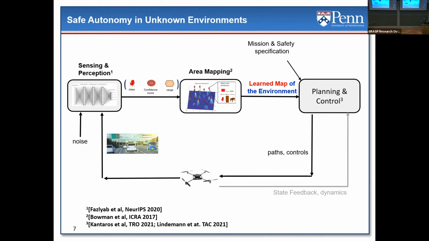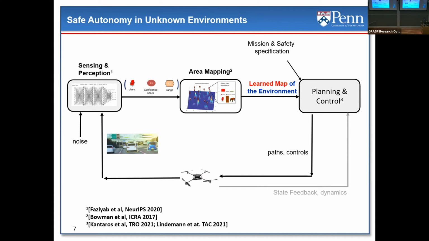There is a perception system, which you can think of as a neural network that interacts with the real world. It takes images as input, and then it can generate some information about the geometric and semantic structure of the environment. Then this information is being fused over time within this mapping box. And then it can generate some probabilistic beliefs, or maps as we call them, of what we believe the environment looks like. And then this map is being fed into a planning and control layer that can generate paths and controllers for our robots so that some user-specified mission and safety requirements are satisfied.